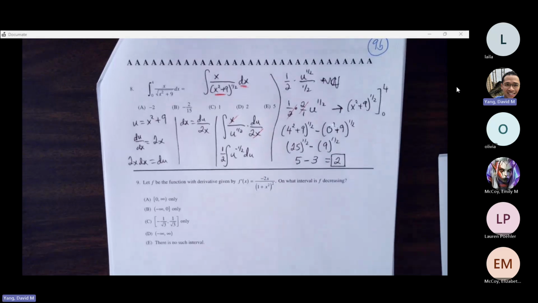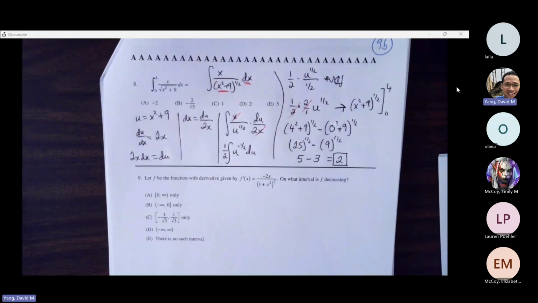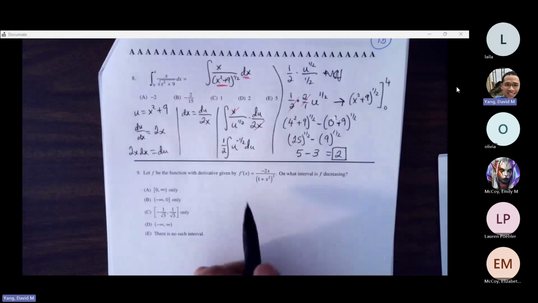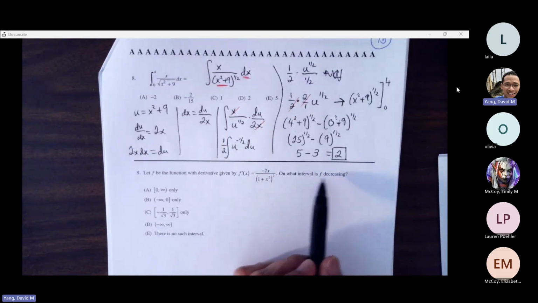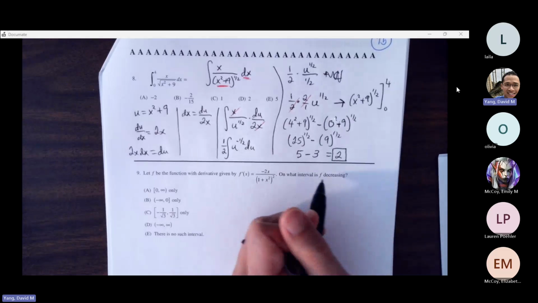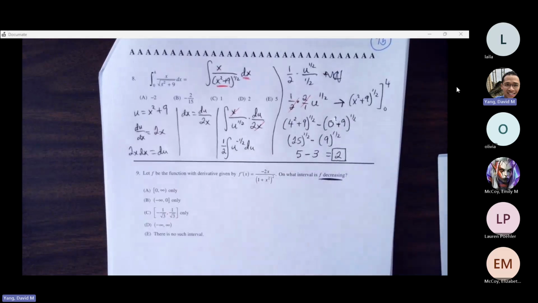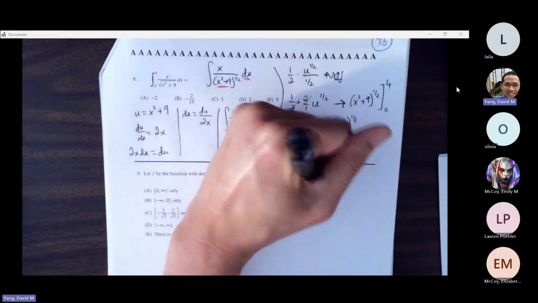Number 9, page 9. Let f be the function with derivative given by f prime. So the f prime function is given to us. On what interval is f decreasing? So typically, when we're talking about decreasing, we're thinking about slope. So we would like to create an f prime sign line.